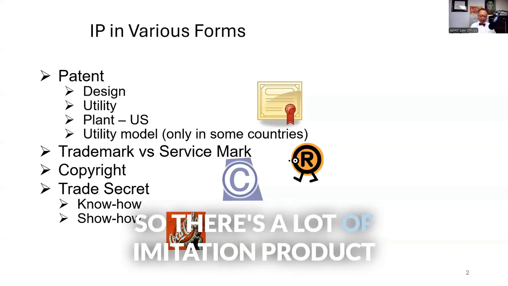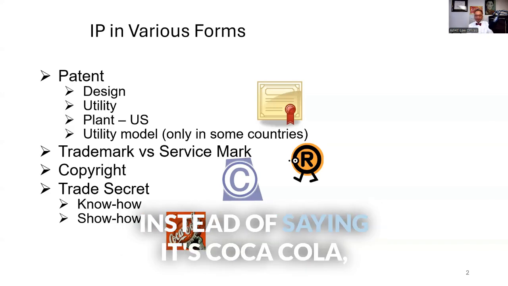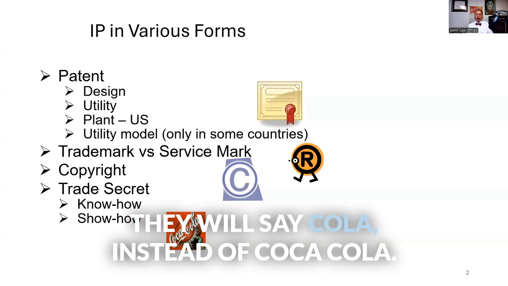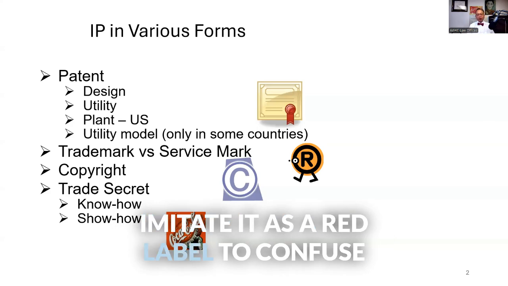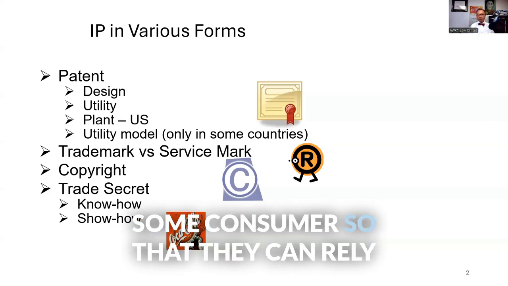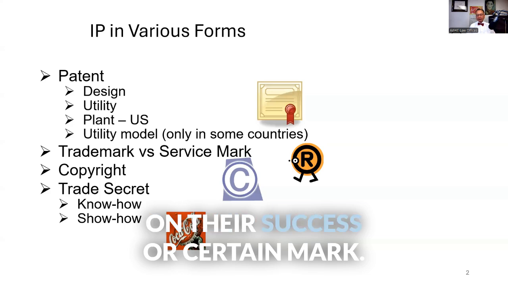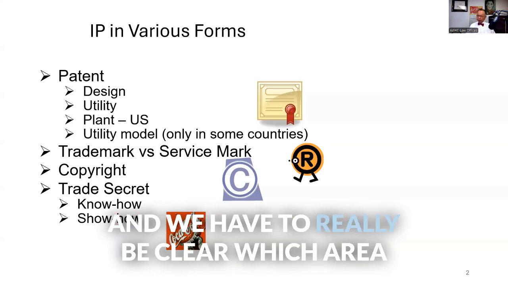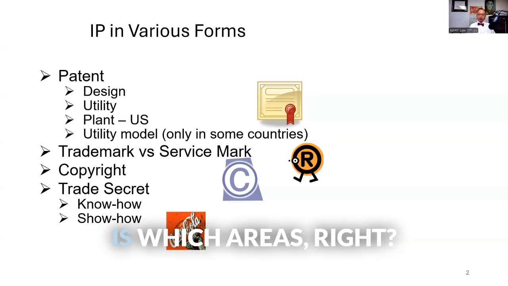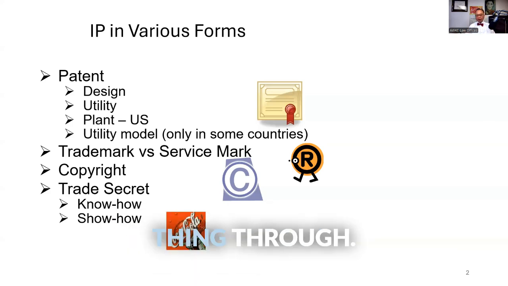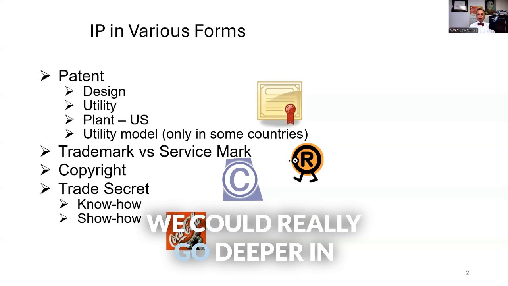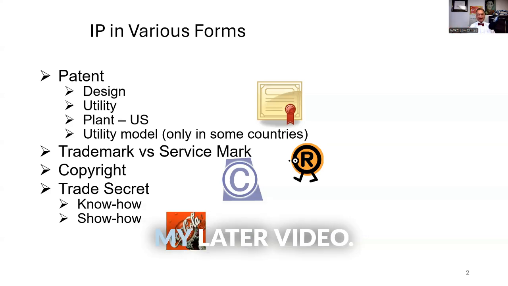There are a lot of imitation products. Instead of saying Coca-Cola, they will say cola. It's also darkish, and they try to imitate it with a red label to confuse some consumers so that they can ride on the success of a certain mark. We have to be clear which area is which, right? Today, we are just walking through these things. We could go deeper in my later videos.